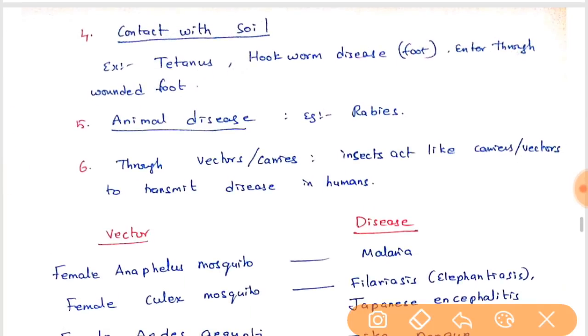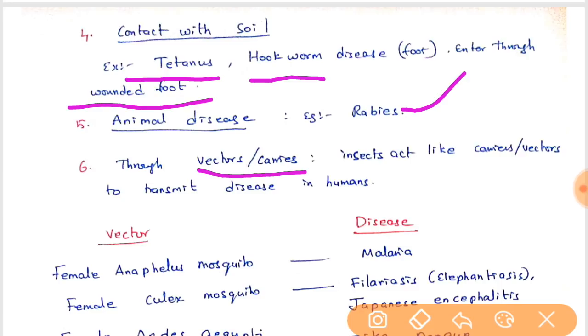Contact with soil, in the sense here you can see that if you get into the soil without any protection to your legs, friends, if your leg is wounded or something like that, then there is a chance that hookworm disease is contracted, when the hookworm enters the body. In the same way, you have a probability to get tetanus, friends. Animal disease is rabies. You know that a dog bite causes rabies, friends.